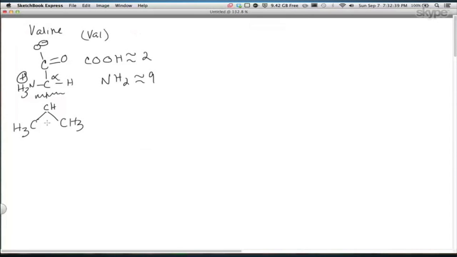To become, since the pH is 7.4, this is more acidic, so this is going to end up donating protons here. This is going to be NH3 plus. Can I draw arrows? That would be more useful. If it works for you, sure.